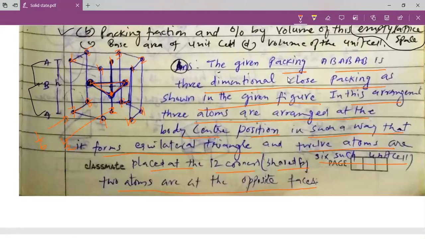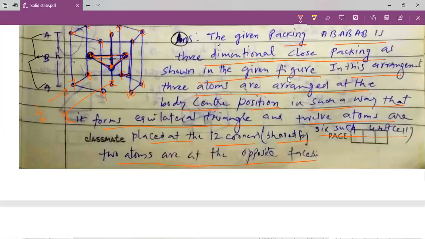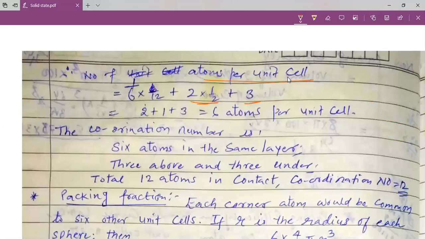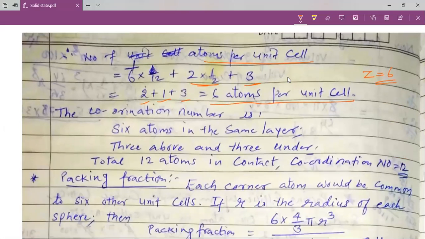These 1 and 2 are available 1 by 2, 1 by 2, and these all are available 1 by 6. So my dear students, you can see that 1 by 6 into 12 plus 2 into 1 by 2 plus 3, that is 2 plus 1 plus 3, that is 6 atoms per unit cell. So here, my dear students, for hexagonal closed packing, your Z is equal to 6. That is what you can easily understand.